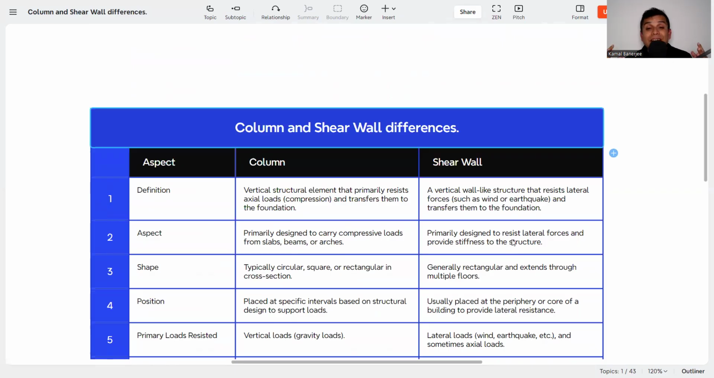But what is the difference? What is the design parameter? What is the cross-sectional area? What is the flexure behavior? That is everything I discovered.